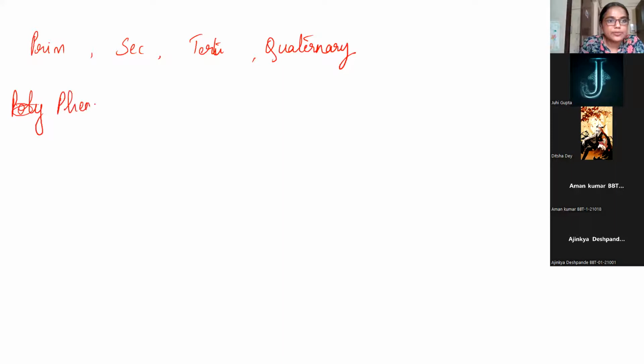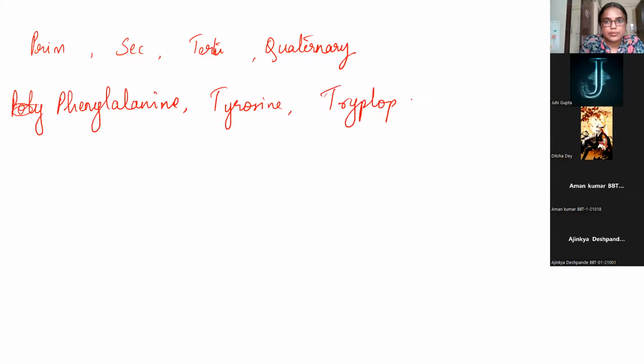phenylalanine, then tyrosine, tryptophan. Now these, as I told you, that light is not a component that has only the visible range. Light has a broad range, and that range is divided into 3 parts. So UV, visible, and infrared.